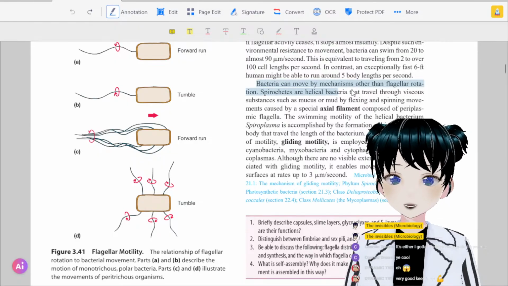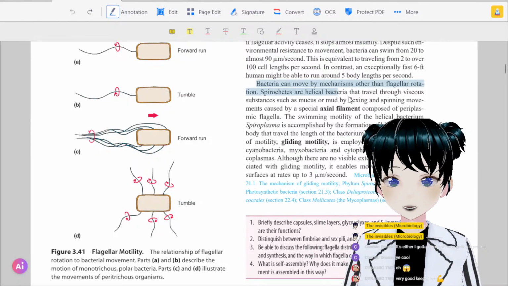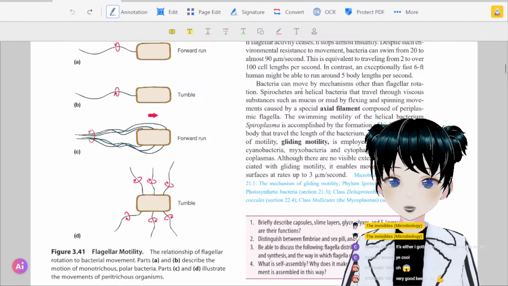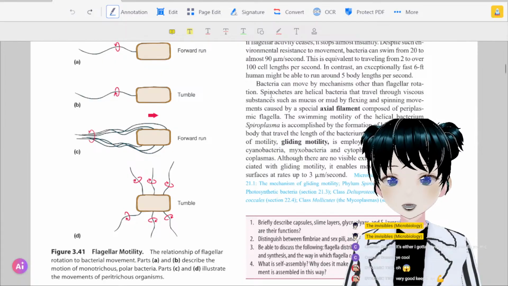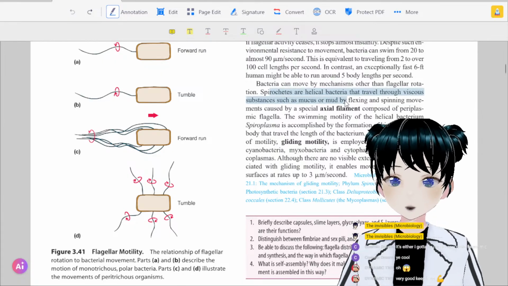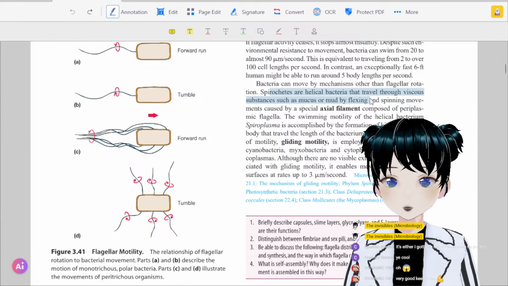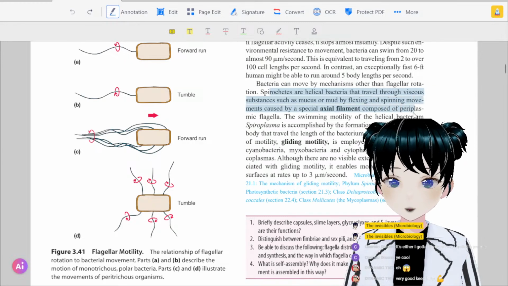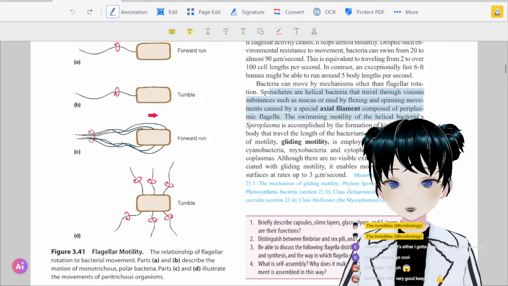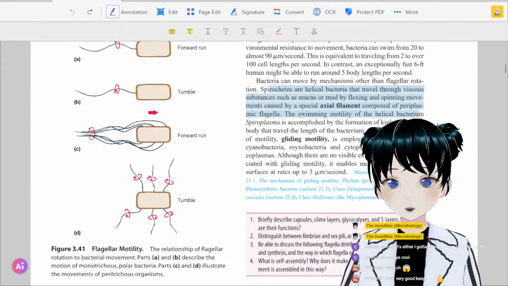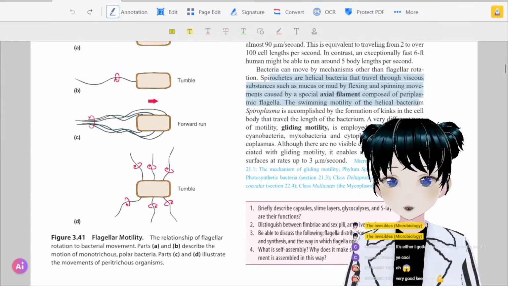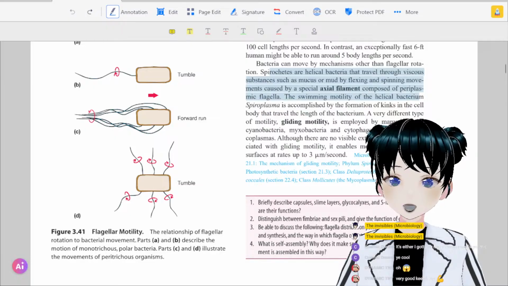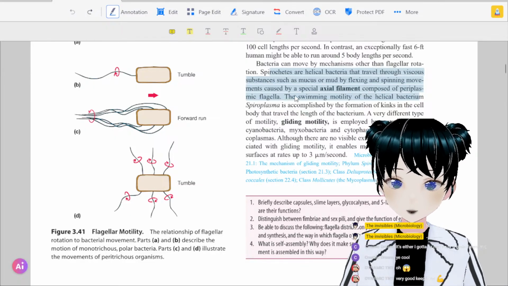Bacteria can move by mechanisms other than flagellar rotation. So not just flagella are helpful, but other things can also help bacteria to move. Spirochetes are helical bacteria that travel through viscous substances such as mucus and mud by flexing and spinning movement caused by a special axial filament composed of periplasmic flagella. Periplasmic flagella means the flagella is even inside. It is like the flagella, but it is a filament only.